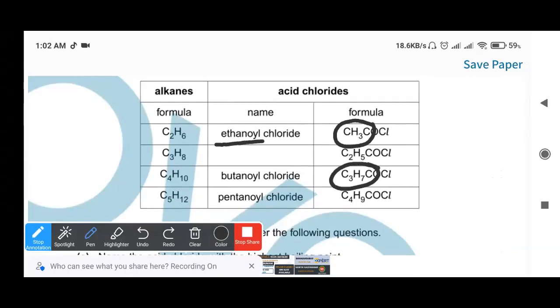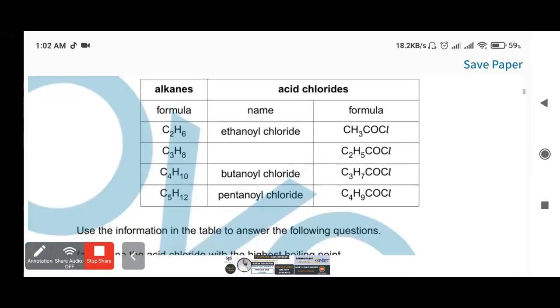How many carbon atoms are here? Four carbon atoms, so butanoyl. Five carbon atoms, so pentanoyl. If three carbon atoms are here, then propanoyl. So this is propanoyl chloride. In this way, you have to deduce these answers.